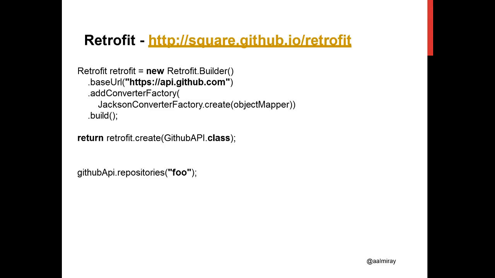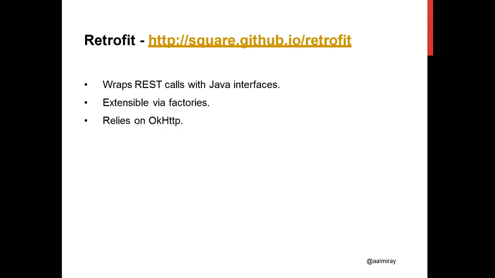comply with your contract. So after that, you only have to call on the proxy, for example, in this case, the repositories method with a user parameter, which is exactly what we want for Java. So the advantage of Retrofit is that it wraps every REST call using Java interfaces. You can extend it with factories, as we saw with Jackson, and it uses OkHttp under the covers, which means that any client that you write using Retrofit can also benefit from everything that OkHttp gives you, such as HTTP/2 support.